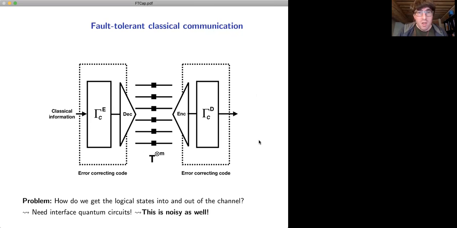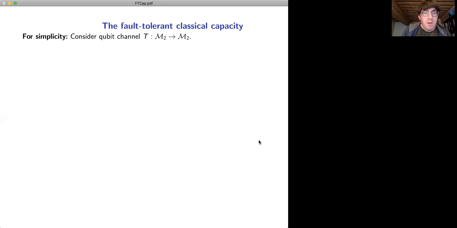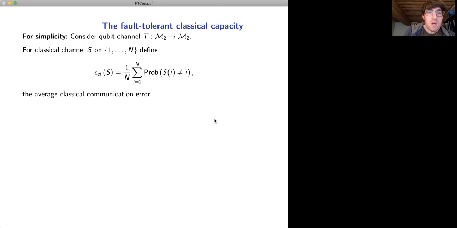Okay, so let's formalize this. For simplicity, I only consider qubit channels here. And I want to define this particular measure of how close a classical channel is to the identity. This is called the average classical communication error of the classical channel S. And it measures the average probability of S to produce a mismatch in the input, right? So this I will use to measure how close a classical channel is to the identity.